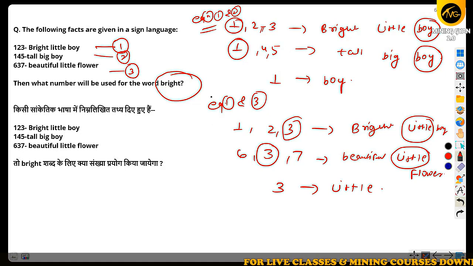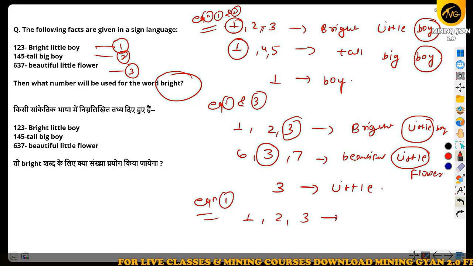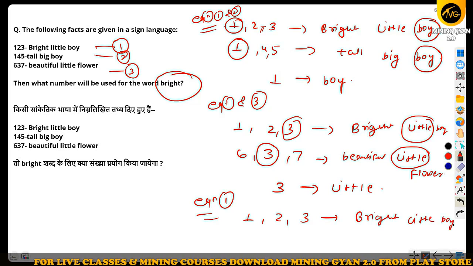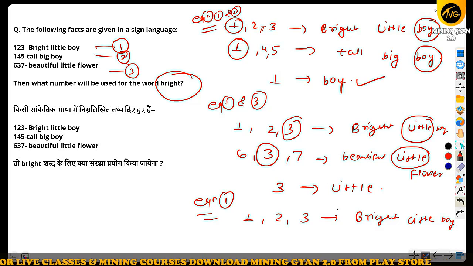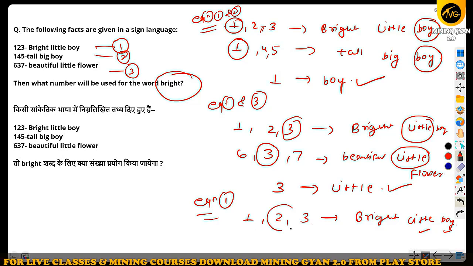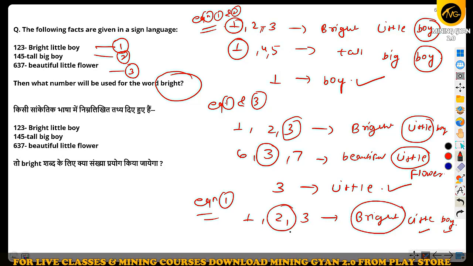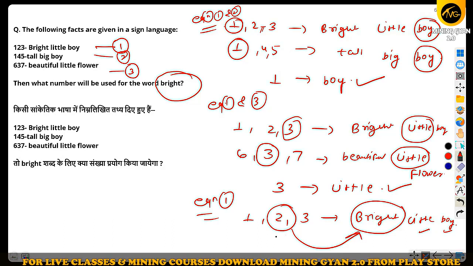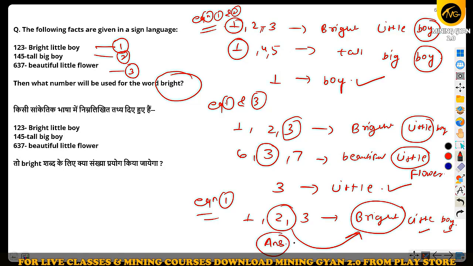Is it clear? Now consider equation number 1, which is 1, 2 and 3 and represents bright little boy. We already know that 1 represents boy and 3 represents little. So little and boy have the codes 1 and 3. Now we have just 2 and the word bright. So the answer will be 2, which is the code for the word bright. This is our final answer.